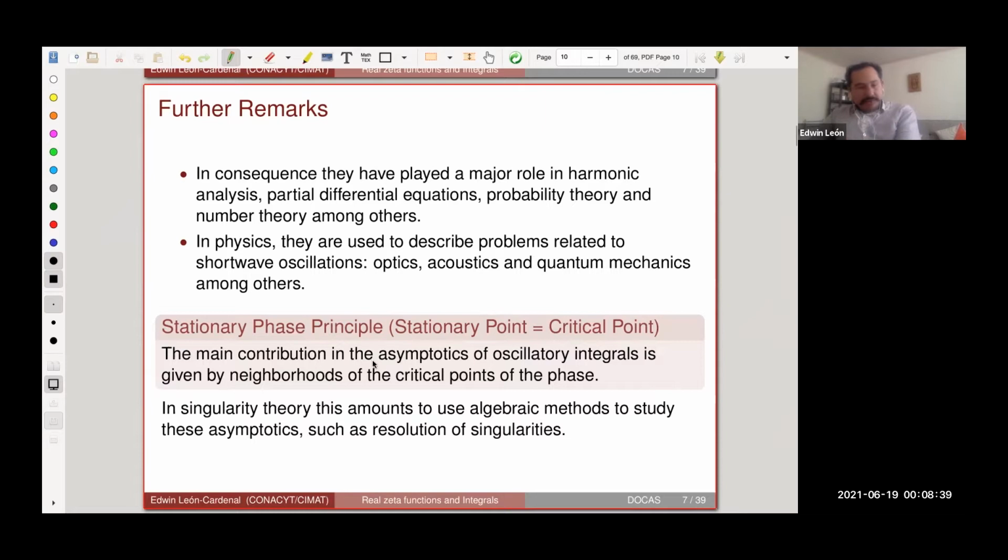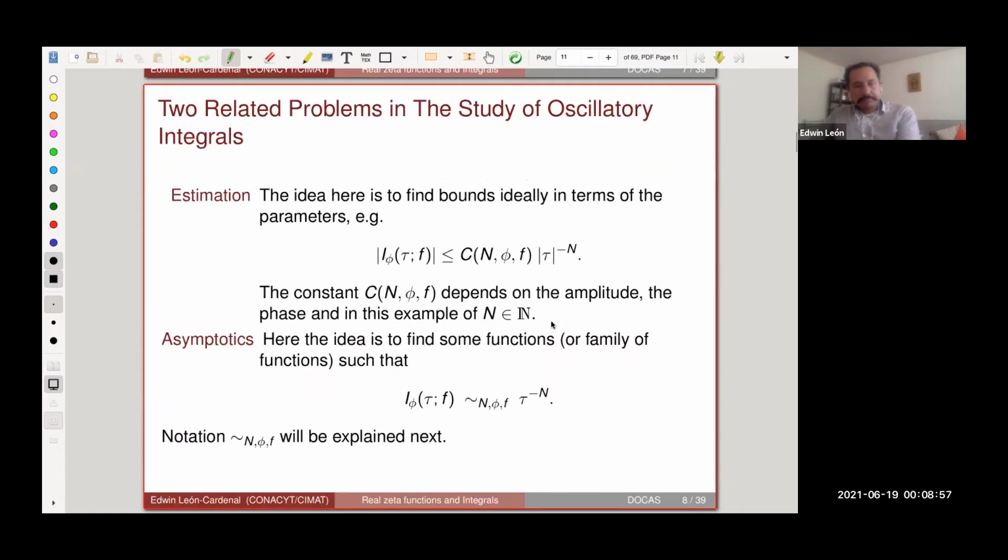And the connection with singularity theory is that, well, these are critical points, okay? So at some point we need to use some algebraic methods to study these asymptotics, for instance, resolution of singularities. So there are two problems related with the study of oscillatory integrals. Two main problems, let's say.